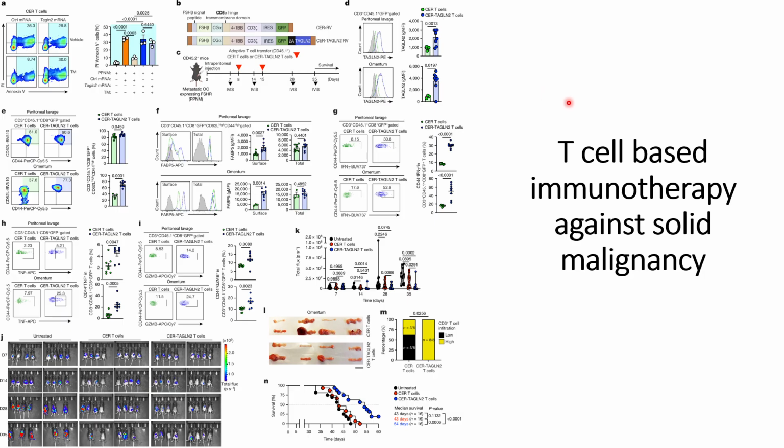So these things, that is CAR T cells with TAGLN2, can improve the immunotherapy efficiency against solid malignancy, and they have shown here for the ovarian cancer cells in the mice model. So I hope you understood how they made their point, how they claimed their point that T cell based immunotherapy can be used against solid malignancy.